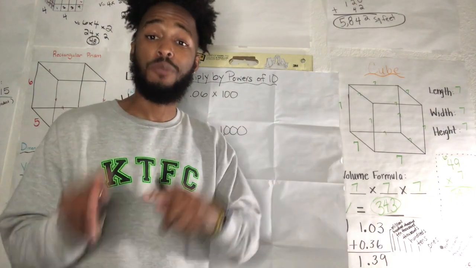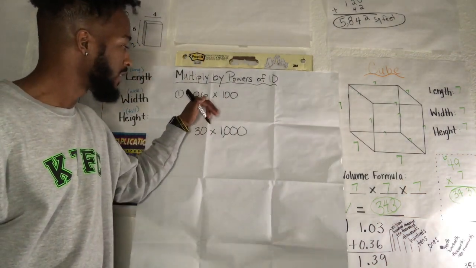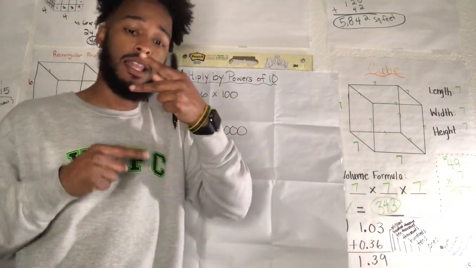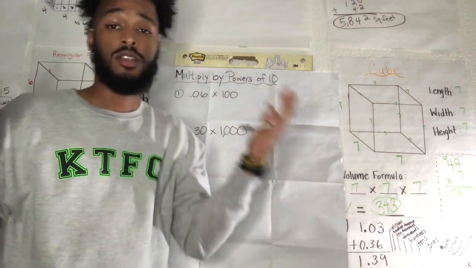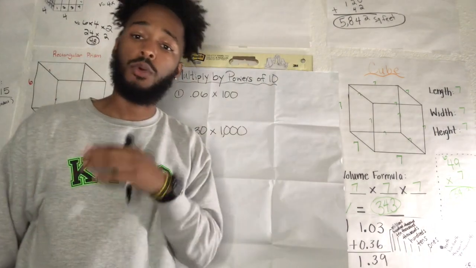Okay, so let's recap our knowledge and our learning from Friday, right? Looking at this decimal, we've got 0.06, or 6 hundredths. Got to put that T in that H, the TH. So we've got 6 hundredths times 100.